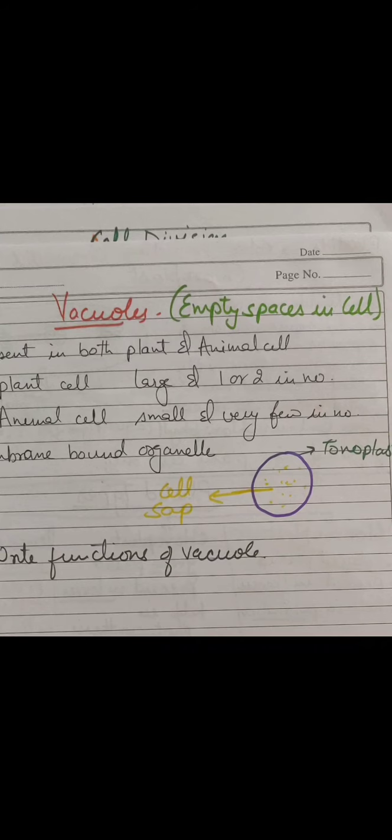And within this membrane, there is a liquid present called cell sap. Many functions of the vacuoles are there. It is like a storehouse of your room, of your house. It's like a polythene bag.